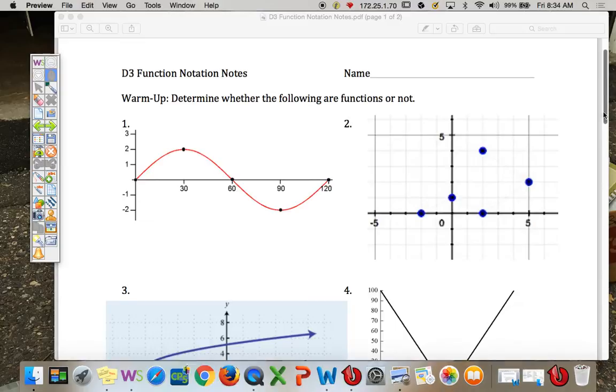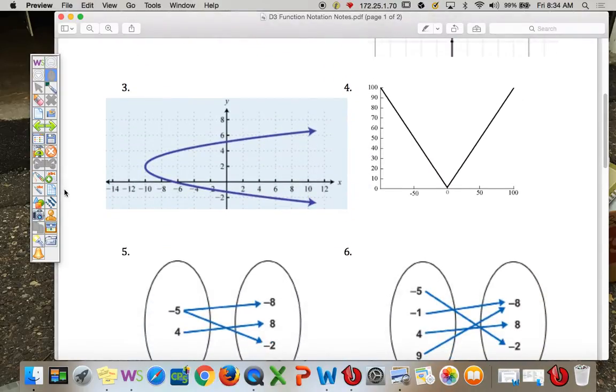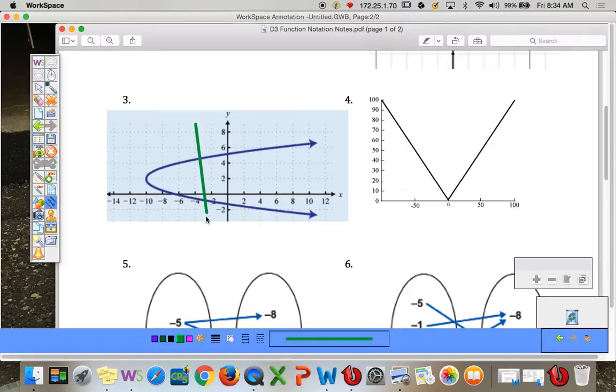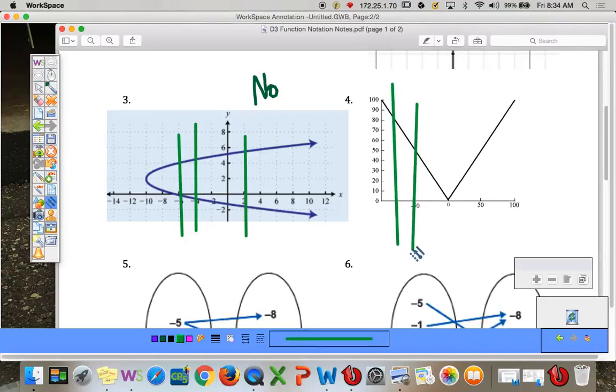Let's take a look at number 3. Number 3 would not pass the vertical line test because in several spots, like at -4 or -6 or 2 or any of these values right here, there are two answers. And again, a function, for every x value, there's only one answer. So again, this would not be a function. And our last one, our V-shaped graph right here, this is a function. For every x value, you can see there's only one y value.